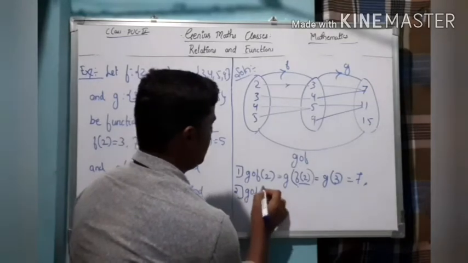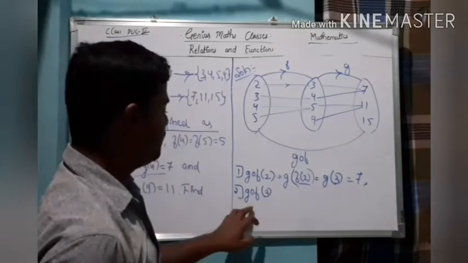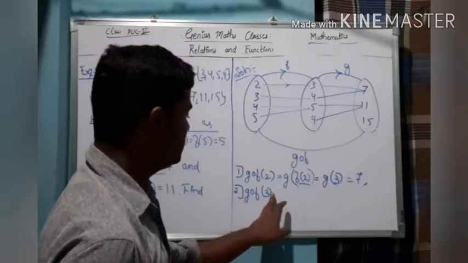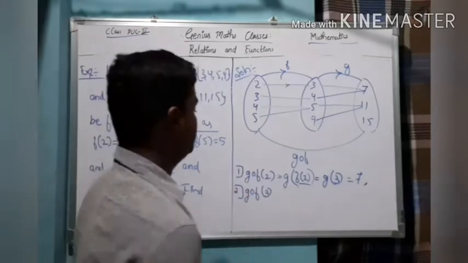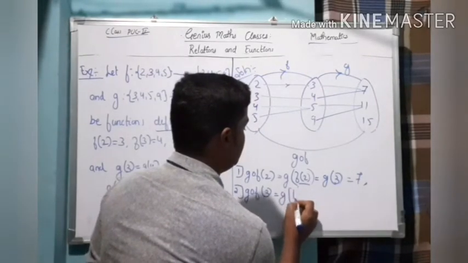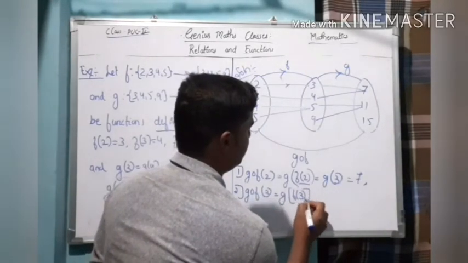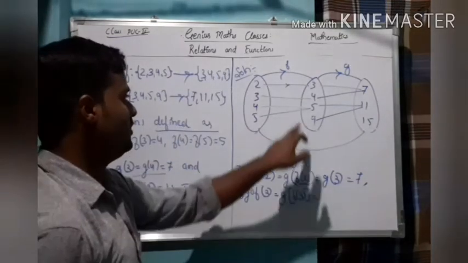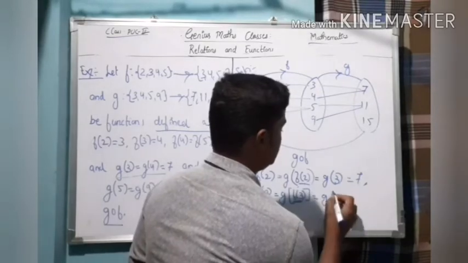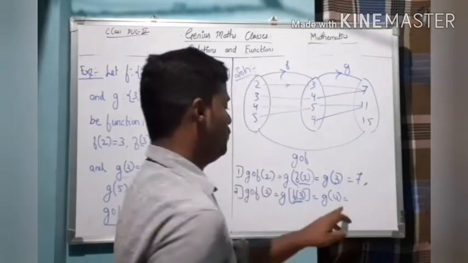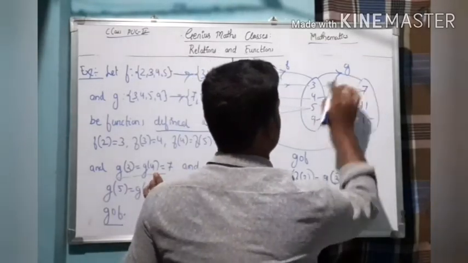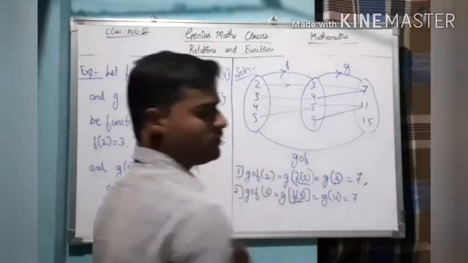Second one, g∘f of 3. So we need to find the composition function at the element 3 here, and this is equal to g of f of 3, and we know the value of f of 3. f of 3 is equal to 4. g of f of 3 is g of 4, and we know the value of g of 4. g of 4 is equal to 7. So g∘f of 3 is equal to 7.